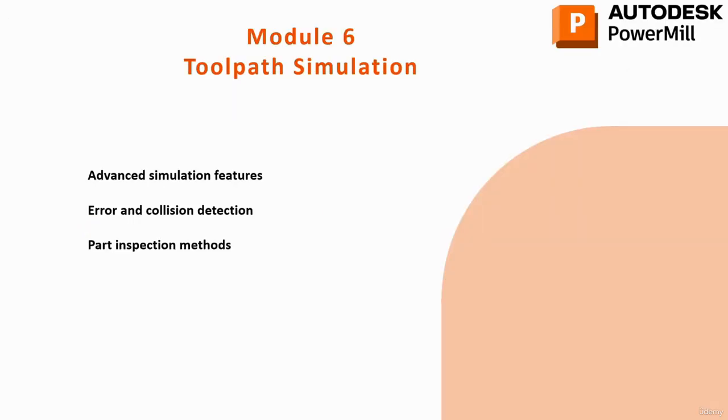So we have started module number 6, which is all about Toolpath Simulation, and we have covered the advanced simulation features, error and collision detection, and the last topic we are going to start today is the inspection method. This is also a very interesting topic and the latest thing to inspect the model. So let's get started.